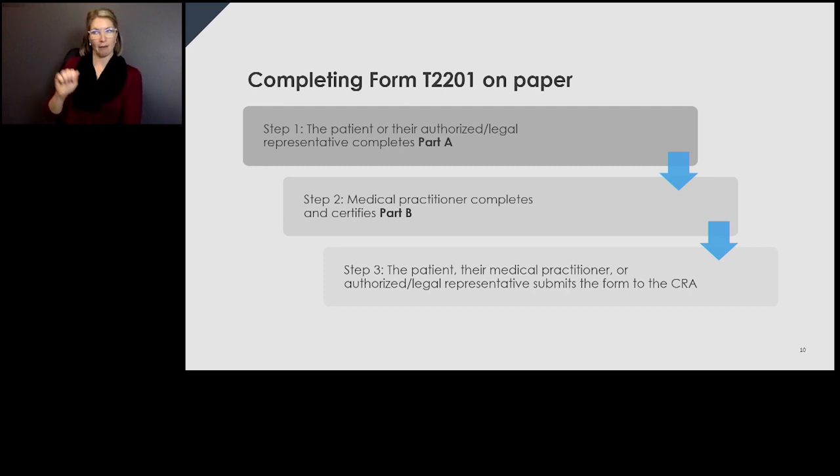Just to note, the CRA reviews its forms and publications every year. The latest version is always available on the CRA website at canada.ca/disability tax credit.